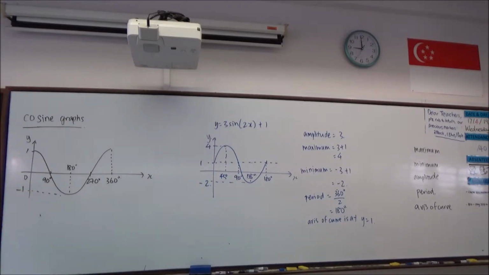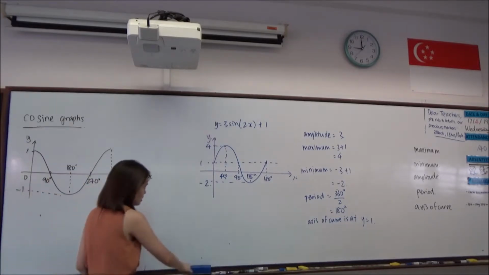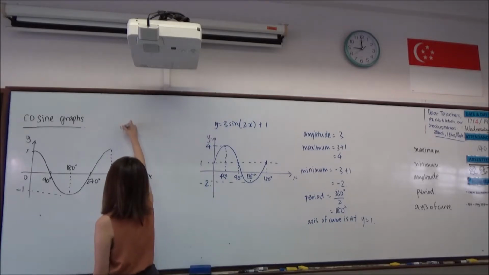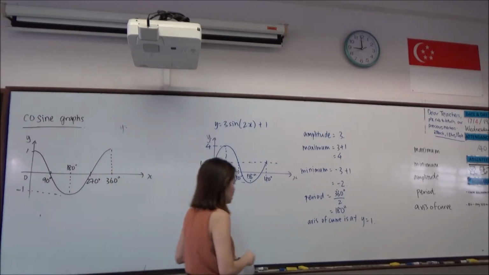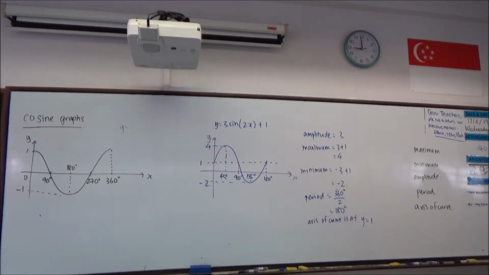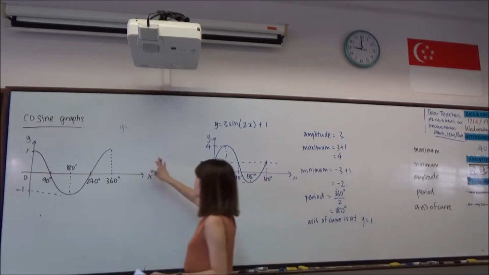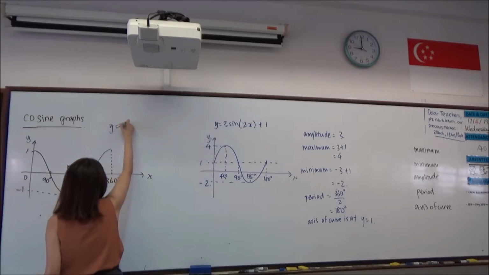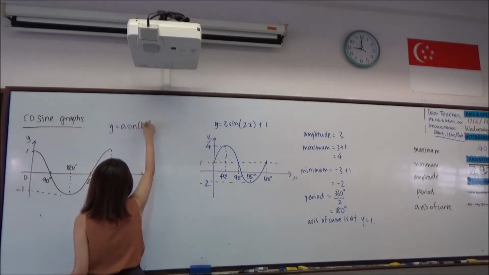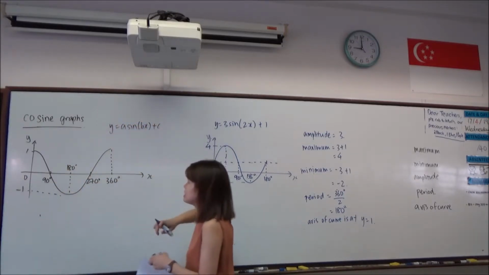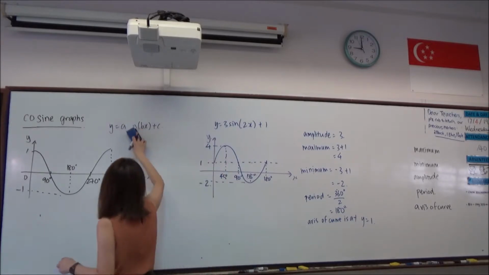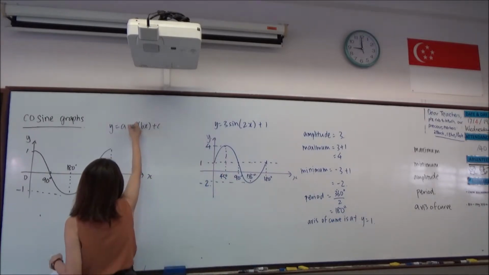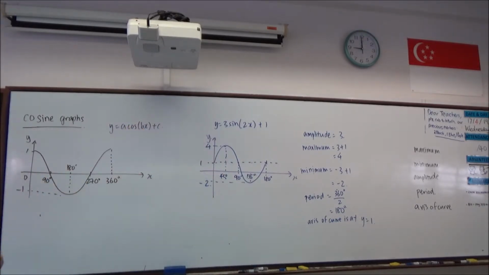Okay, then after that, the way that we understand a general equation of y equals a sine bx plus c will be the same as cosine, where a represents amplitude, b is the period, and c will actually be the axis of curve.